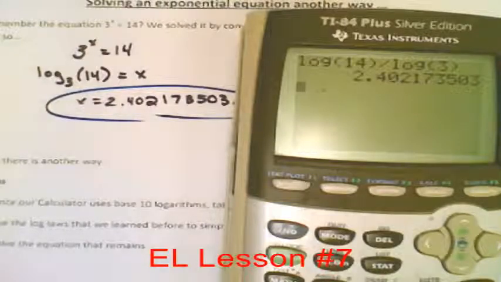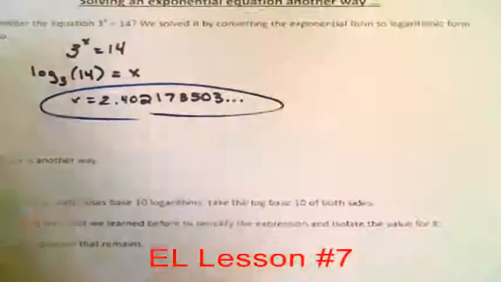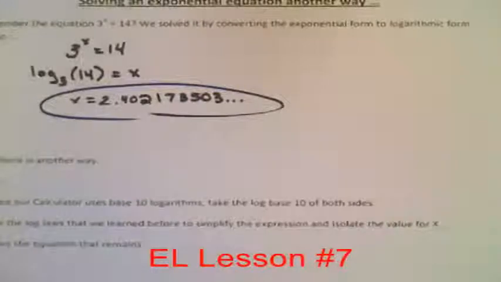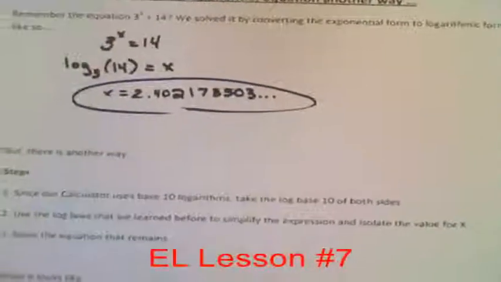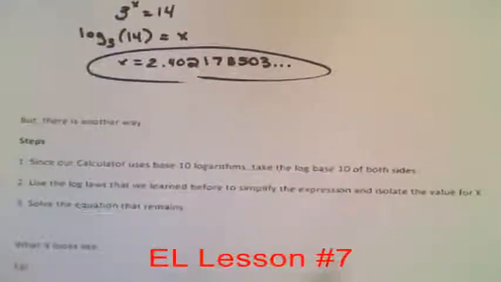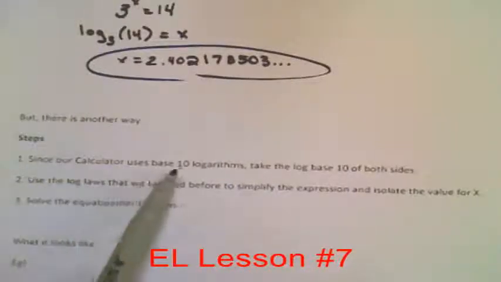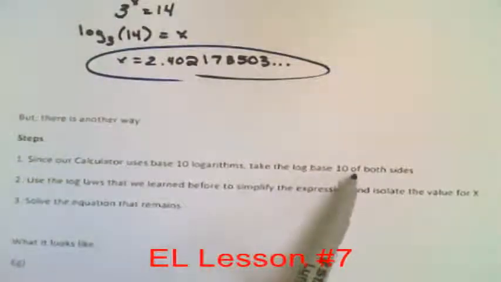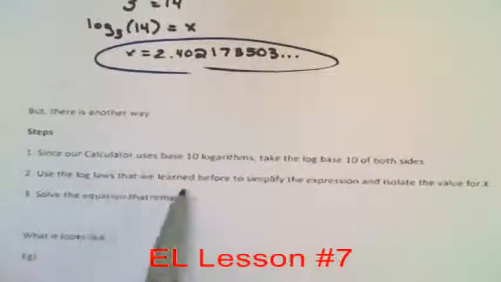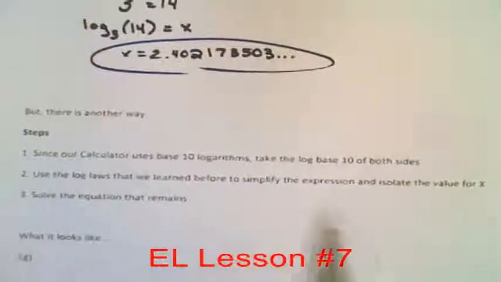And so we looked at those. Okay, that's how we did it before. There's lots of ways to do it. That way I like. Okay, what if you can't do that? What if you've only got base 10 logs? This helps the people that have the older calculators, I guess. Since your calculator uses base 10 logs, take the log base 10 of both sides.